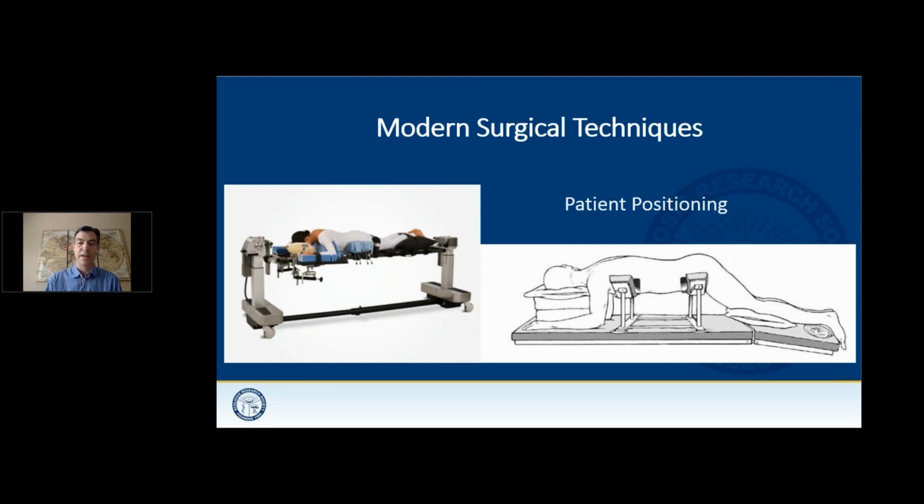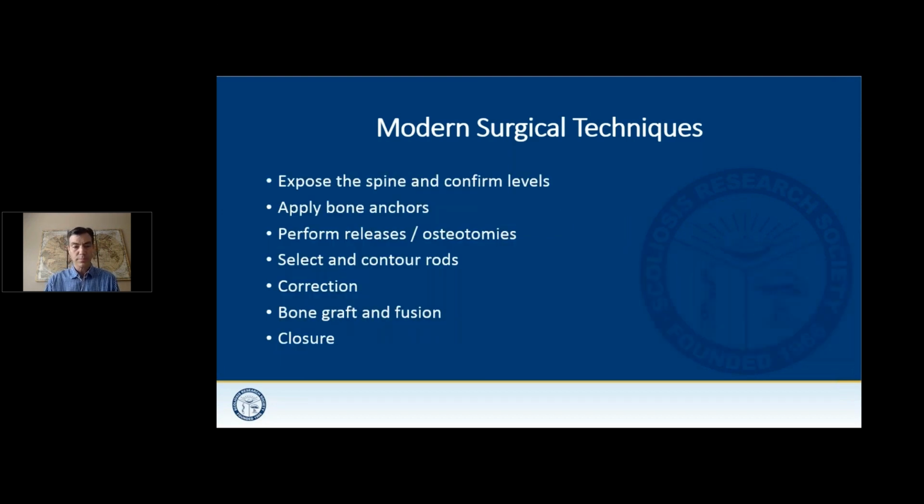So walking you through the steps of what might happen, the first part of the procedure is usually exposing the spine and confirming which levels need to be instrumented and fused. And then we go ahead and apply these bone anchors, which we've already seen look largely these days in the form of pedicle screws, but it could be a hook or a wire or some sort of a band that allows us to basically control the spine. We'll then perform some sort of releases or osteotomies, which means cutting or removal of bone to help make the spine a bit more flexible.